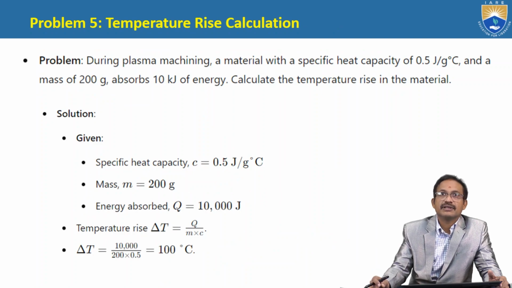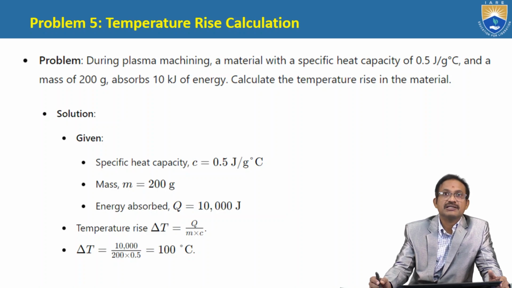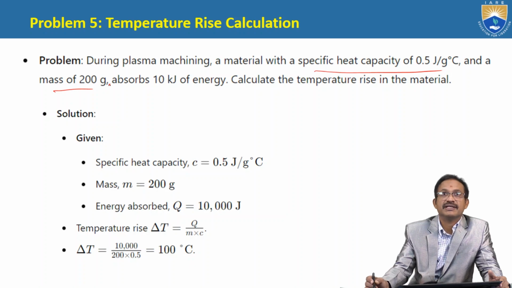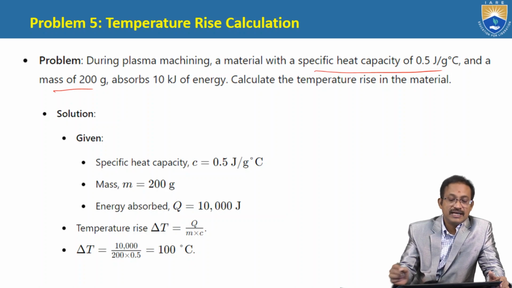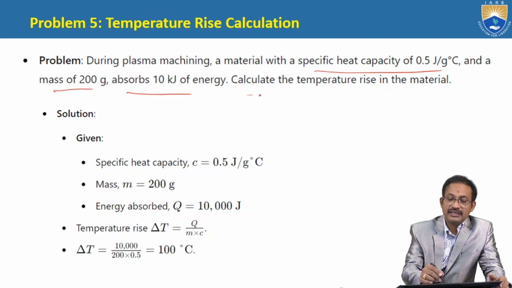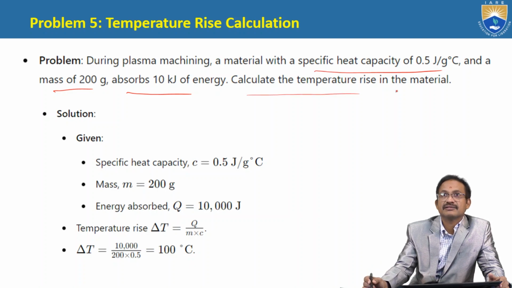Next, temperature rise calculation. During plasma machining, a material with a specific heat capacity is given, and a mass of 200 grams is given, and it absorbs 10 kilojoules of energy. Calculate the temperature rise in the material.